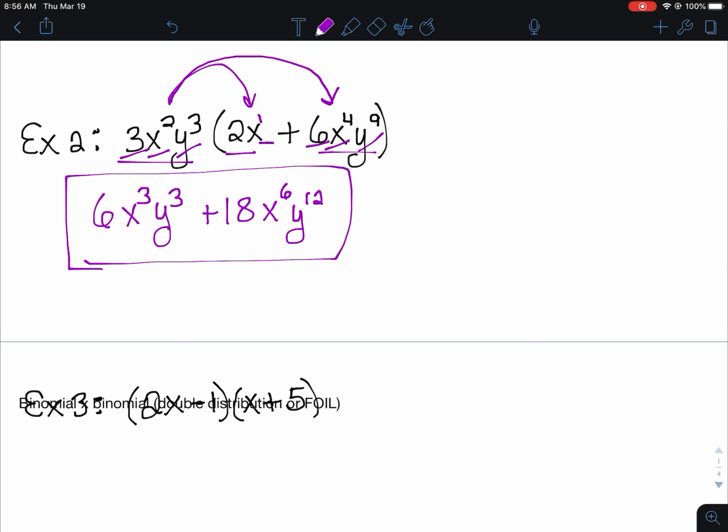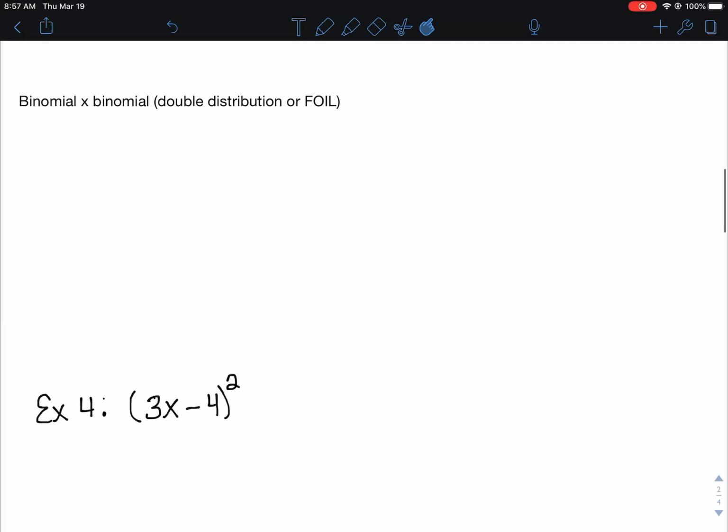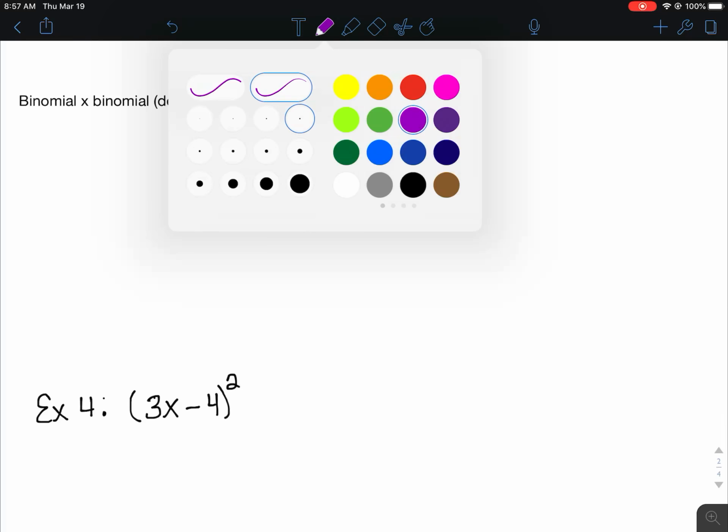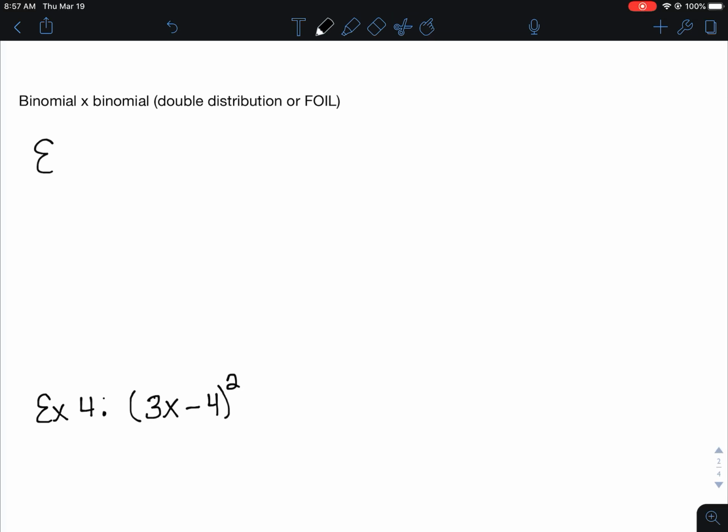All right. Next we're going to look at multiplying a binomial times a binomial, which sometimes people refer to as FOIL and sometimes people refer to as double distribution.